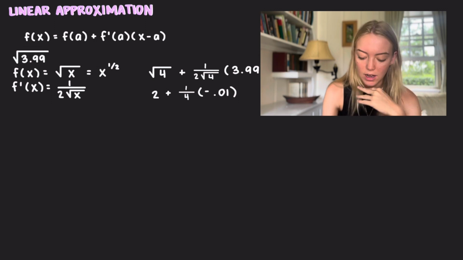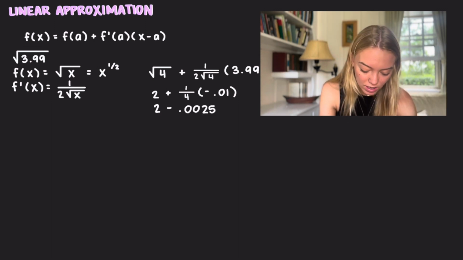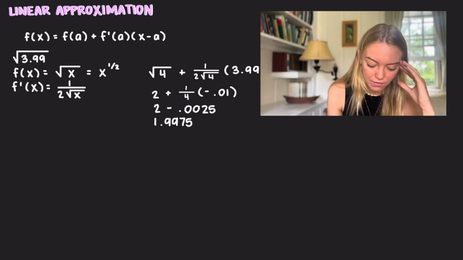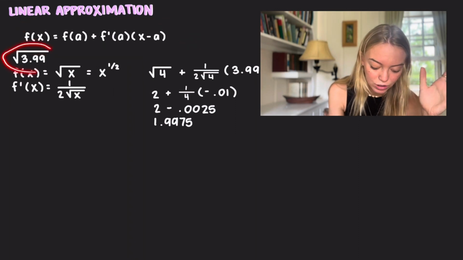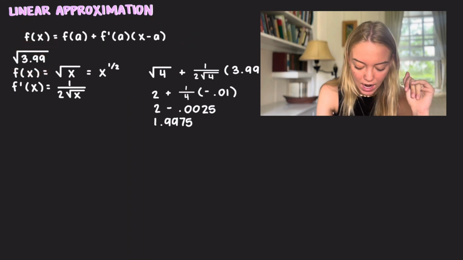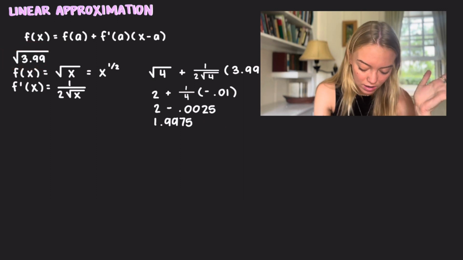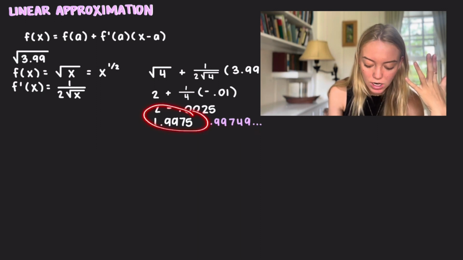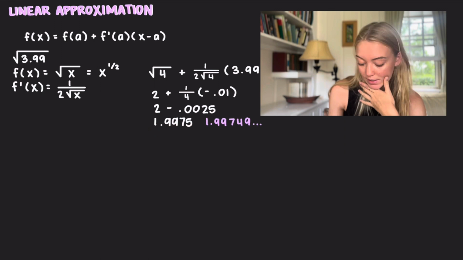But if we plug this into a calculator, we're going to get 1.9975 as our linear approximation estimate for the square root of 3.99. So if we plug in the square root of 3.99 into the calculator, we're going to get this here, which is such an insanely close approximation to what we estimated here.